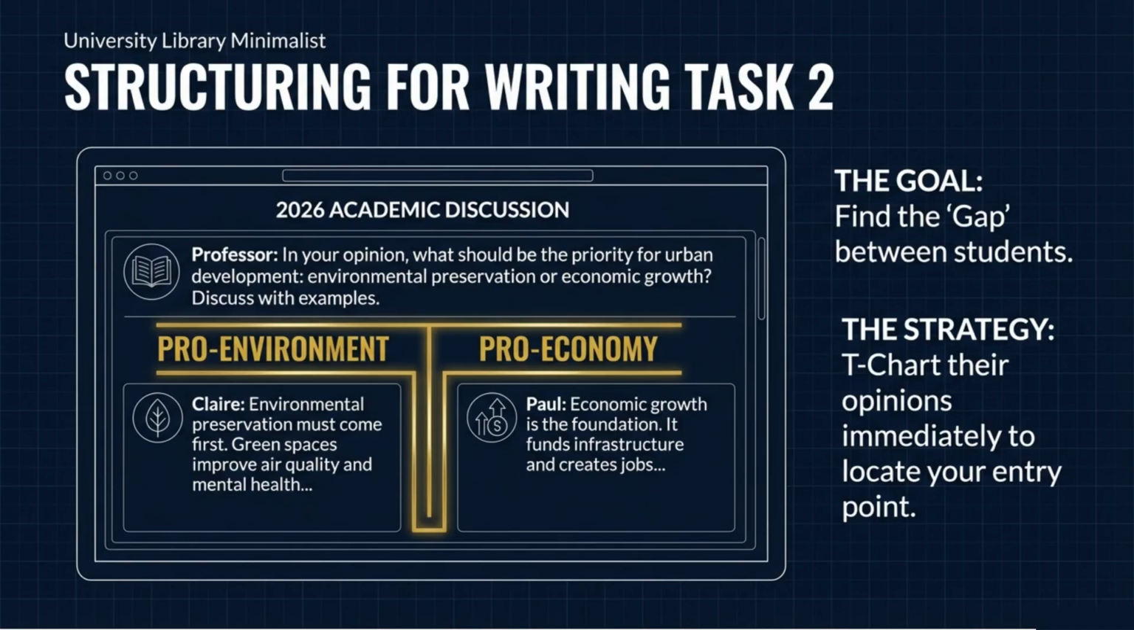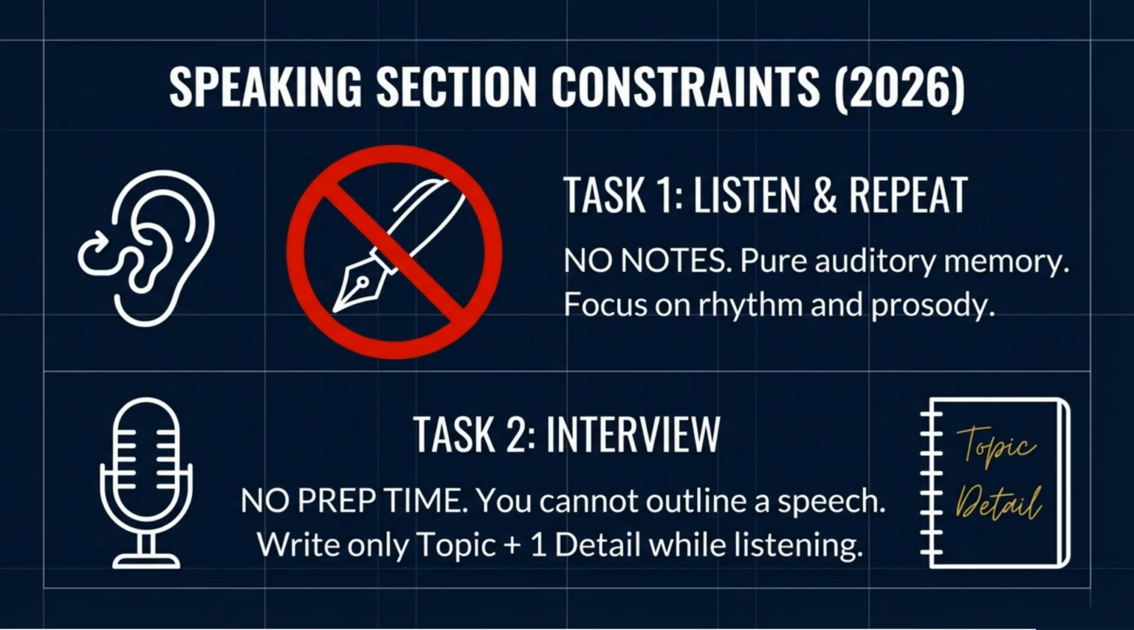Let's move to speaking. Here are two key tasks in the speaking section. Task number 1, listen and repeat. You are not allowed to take notes. It is all about rhythm and memory. Task number 2, interview. There is no prep time. While listening, write just one topic and one detail. That's it. Focus on clarity, not quantity.